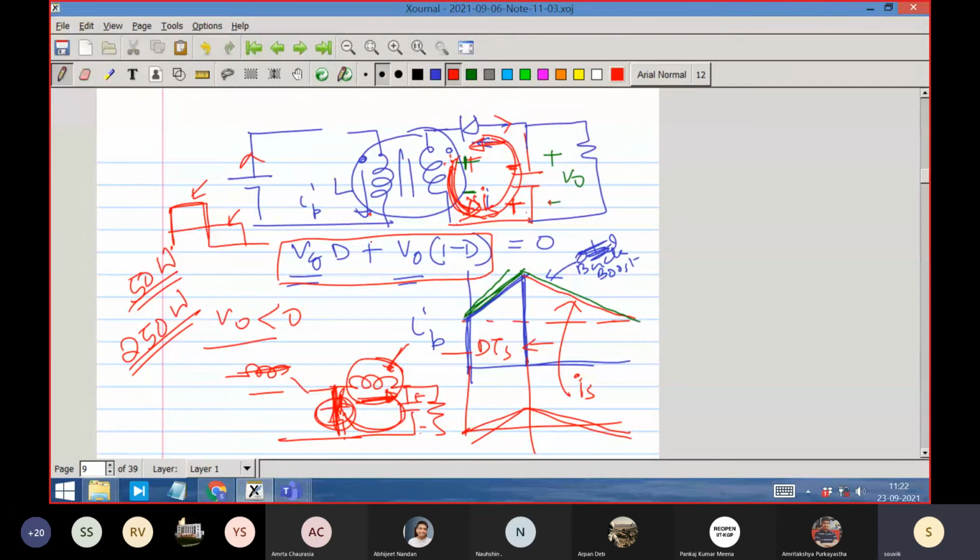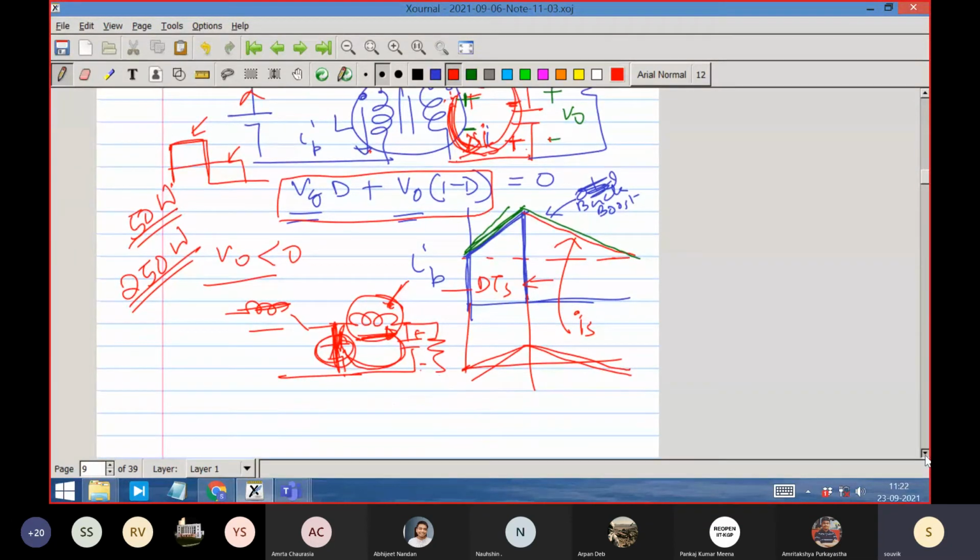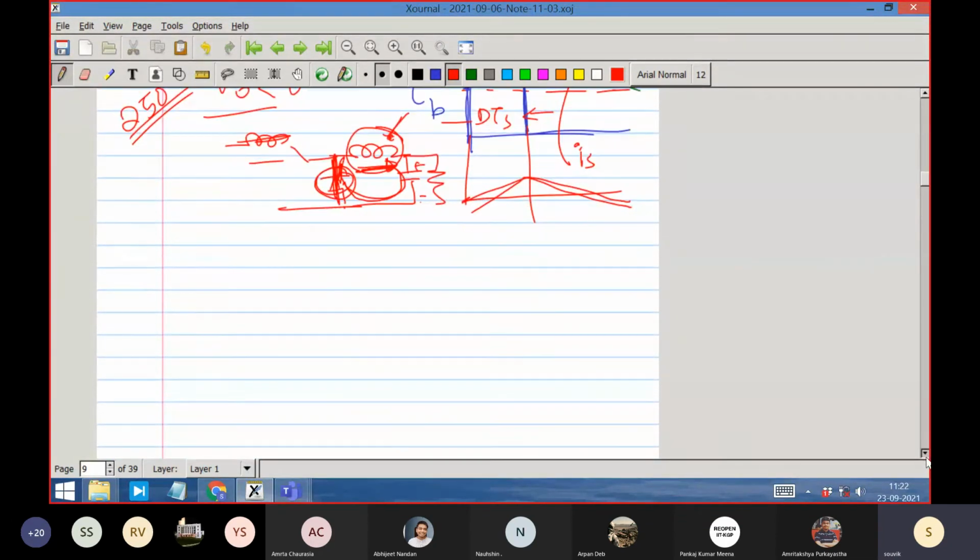Other times it has to simply rely on its capacitor. When the switch is on, the capacitor is alone and it has to support the load. So this is a little bit problematic for high power, as the power level increases. Let us take one example with numbers to make this point even clearer.